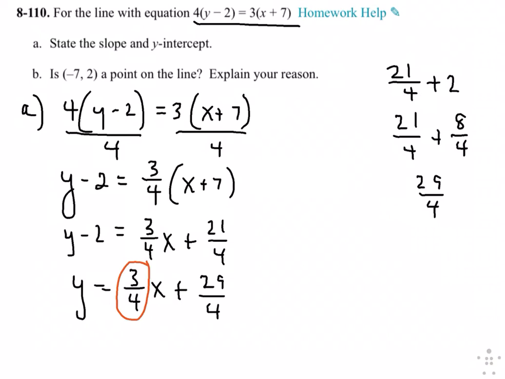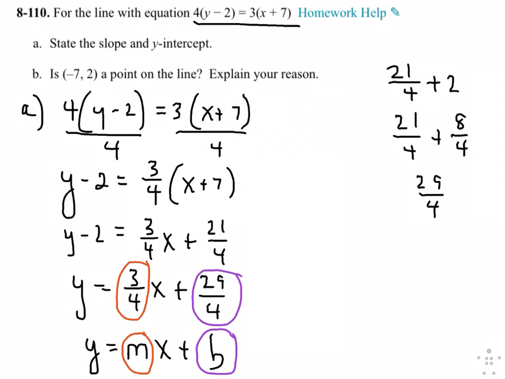So now if we look at this, we can just quickly see there's the slope, and there's the y-intercept. And the reason for that is y equals mx plus b, right? So the m is the slope, and the y-intercept is the b. So we would write, m equals 3/4, b equals 29/4. There's the answer to A.